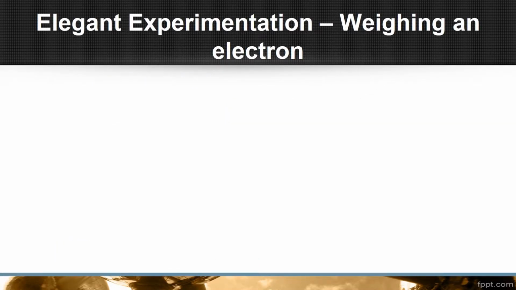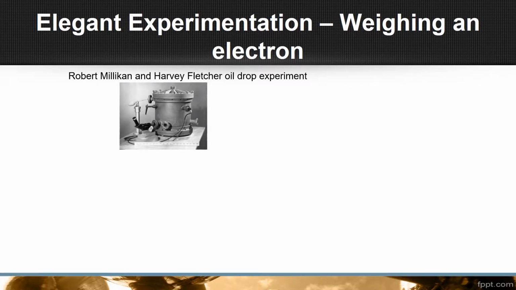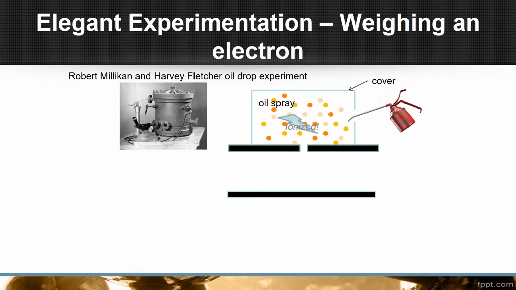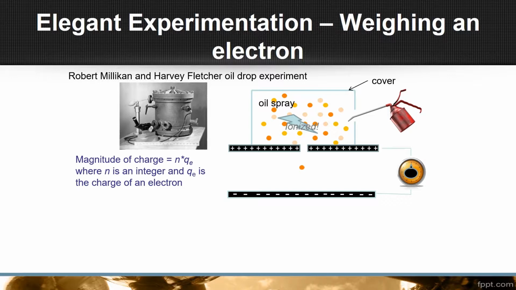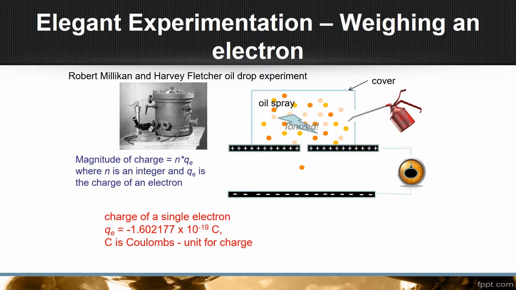Later in 1909, the great American scientists Robert Millikan and Harvey Fletcher ionized oil drops, loading them with negatively charged electrons. They were able to suspend the drops between charged plates by varying the potential between the plates, thus determining the total charge of the electrons on the drop. They assumed that charge must be an integer value of the number of electrons times the charge of a single electron. From their results, they were able to extrapolate what the charge of a single electron must be. The charge is equal to minus 1.602177 times 10 to the minus 19th coulombs, where coulombs becomes a new base SI unit for charge.